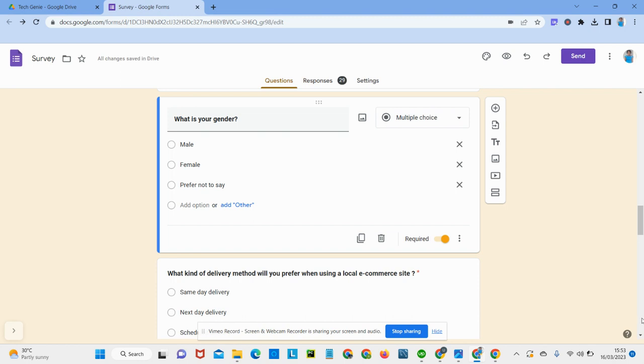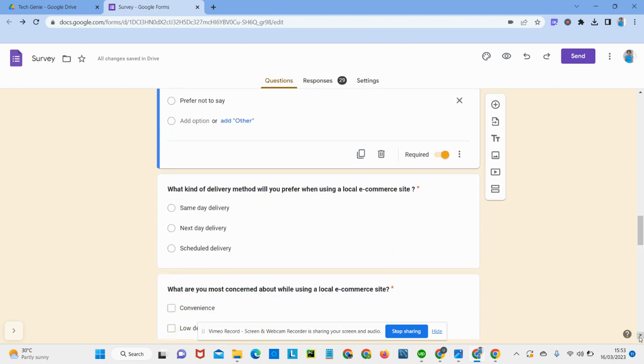So the first question I asked was, what's your gender? Are you male, female, or do you prefer not to say? We have different types of gender that people identify with. Some people could add a follow-up open-ended question to say, okay, if your gender is not listed here, please tell us your gender. But because my survey is not so much into gender, I just left it like this.